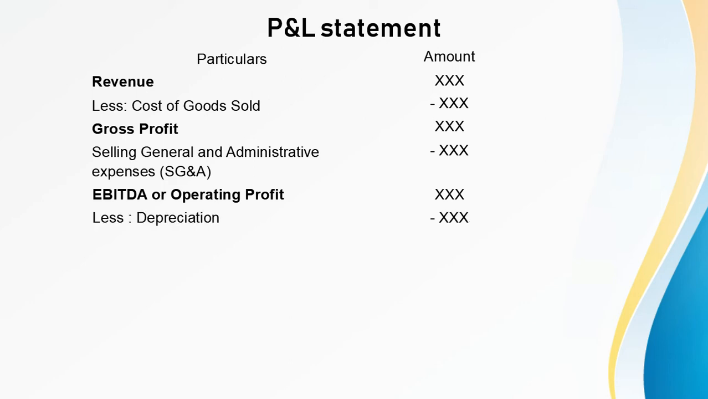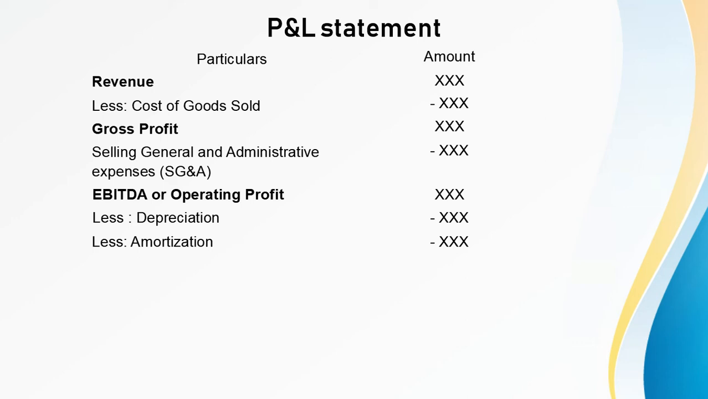Next is the depreciation and amortization. Assets lose value over time because of deterioration and obsolescence. The annual loss in an asset's value due to these is called depreciation. Depreciation is only charged on tangible assets like plant and machinery. Land is the only tangible asset that is not depreciated.